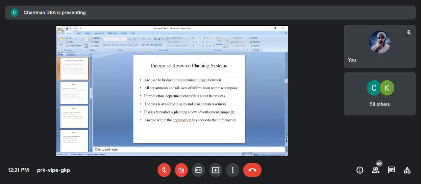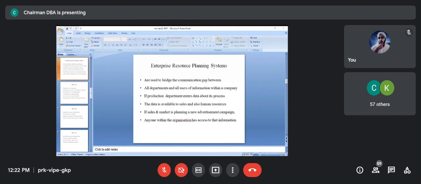Okay. So this is a system which is used to bridge the communication gap between all departments and all users of information within a company. So if the production department enters the data about a process, this data is available to human resources. If human resources enters the data, it would be viewable to the sales department as well. So if sales and marketing is planning a new advertising campaign, anyone within the organization would have access to that information. So this is what an enterprise resource planning system does.